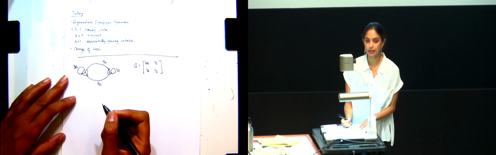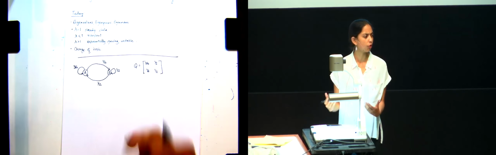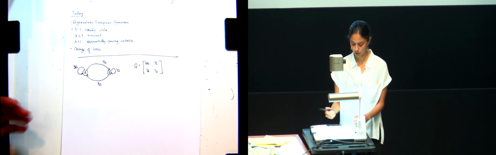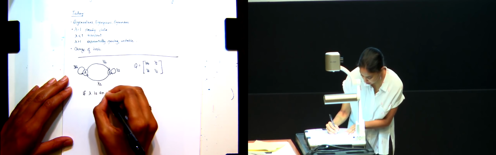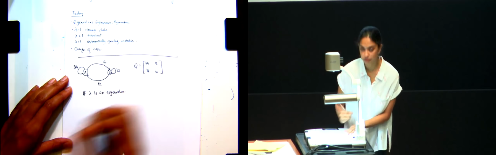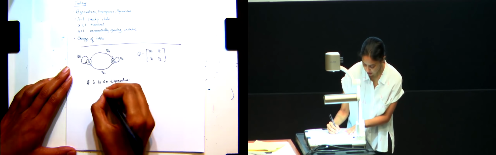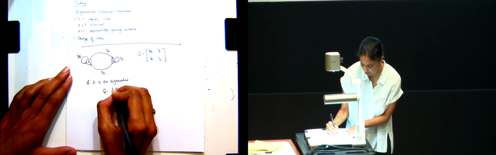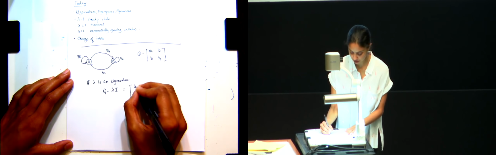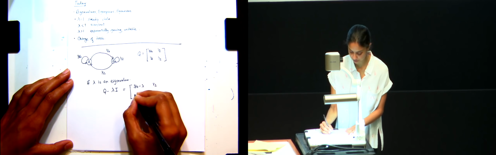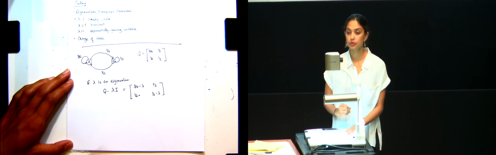So let's start by doing it together. What is the first step? Does someone want to call it out? What was the first thing you did? You wrote down a matrix, right? So if lambda is an eigenvalue, how do we find lambda? We consider the matrix Q minus lambda times I, right? What is Q minus lambda times I? This is 3/4 minus lambda, 1/4, 1/4, 1/2 minus lambda. Right?